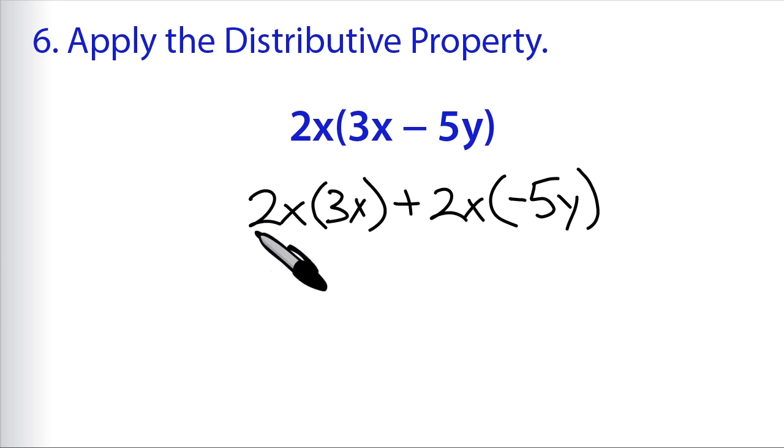Now to simplify, we have 2x times 3x, so it's 6x squared. And then 2x times negative 5y simplifies to a negative 10xy.